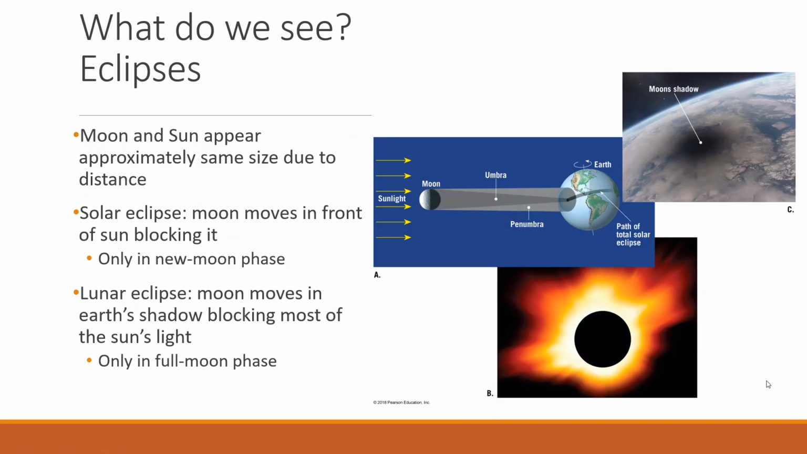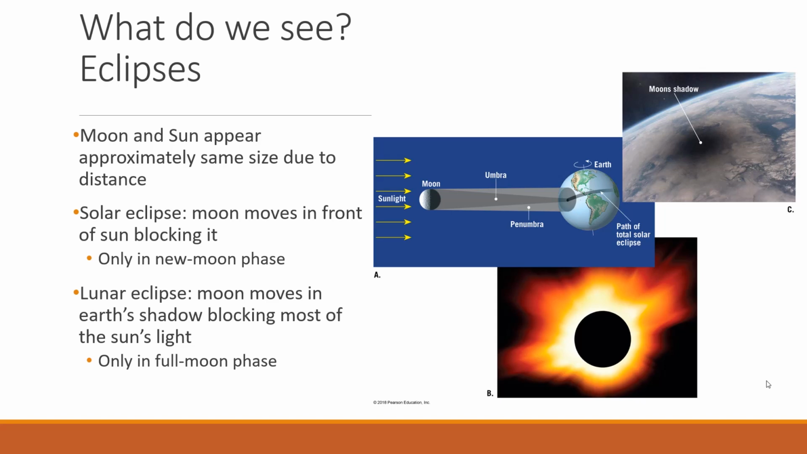The other thing that we can see with the Earth and the moon are eclipses. Eclipses are special instances where the moon, Earth, and sun align such that we either block some of the sun or we have shadows. Because of the relative distances and the relative sizes, it turns out that the moon and the sun appear to be approximately the same size from Earth. So that means that the moon can actually move completely over the sun and completely block the sun.